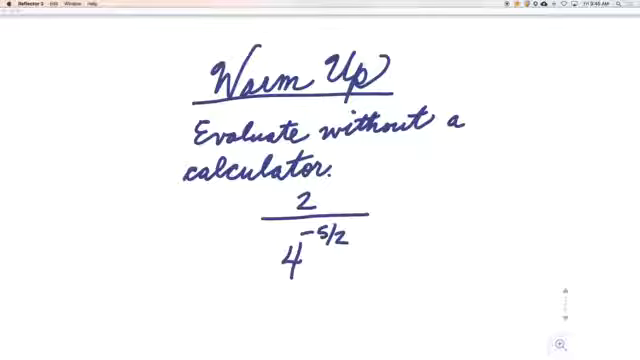Evaluate with a calculator. 2 over 4 to the negative 5/2 power. Okay, so this is a number. There's no variables in here. It is equal to something else, and we are going to evaluate it by working straight down, okay?